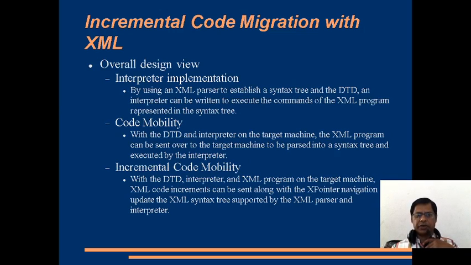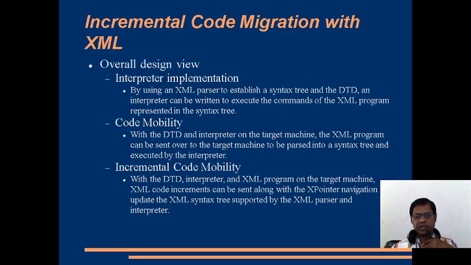Okay, so overall, the design view is interpreter implementation, code mobility, incremental code mobility. Interpreter implementation is by using an XML parser to establish a syntax tree and the DTD. An interpreter can be written to execute the commands of the XML program represented by the syntax tree. Code mobility is with a DTD and interpreter on the target machine. The XML program can be sent to the target machine, parsed into a syntax tree and executed by the interpreter.